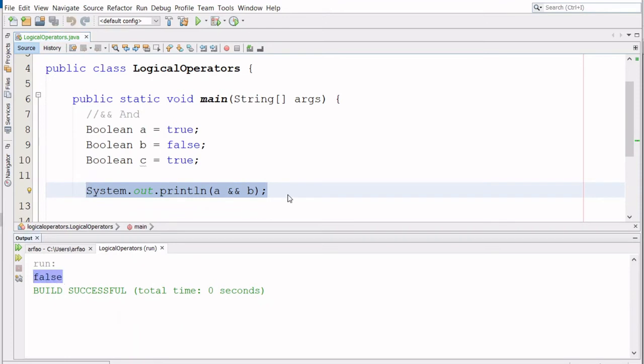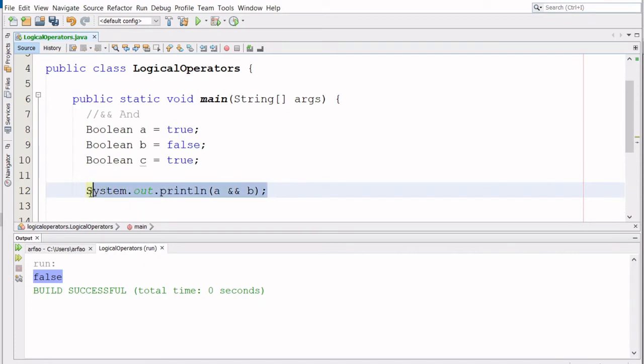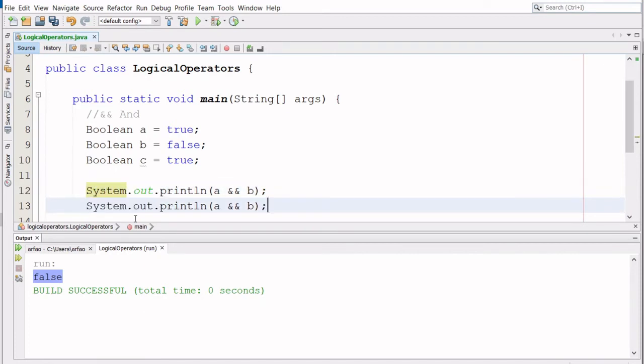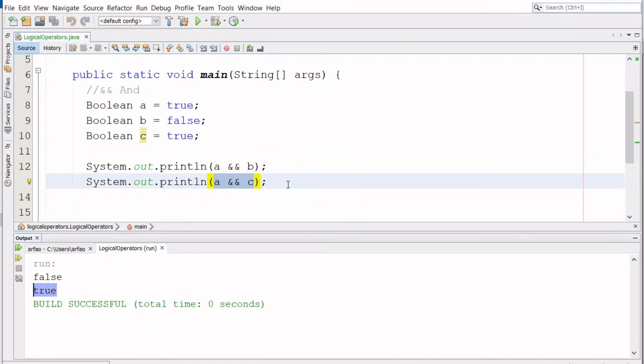And there you go. Now, let's try an example where both sides are true. Say for example, A and C, so A is true, C is also true, so true and true should give us a true. Now, the outcome of that is true.